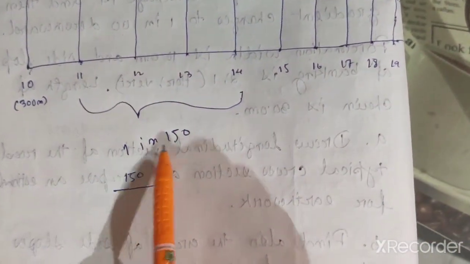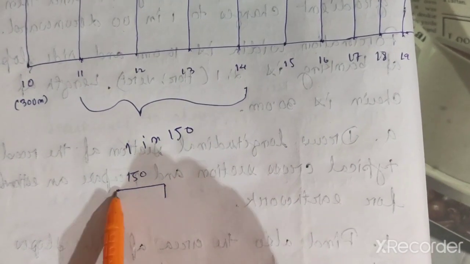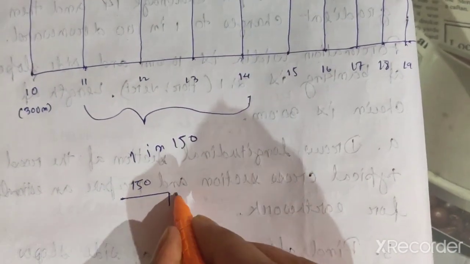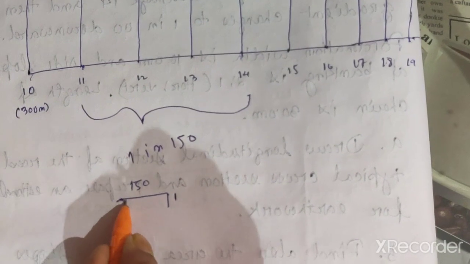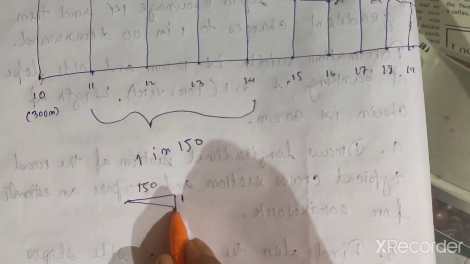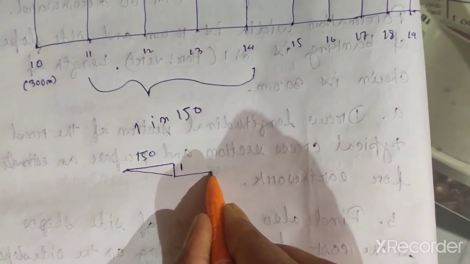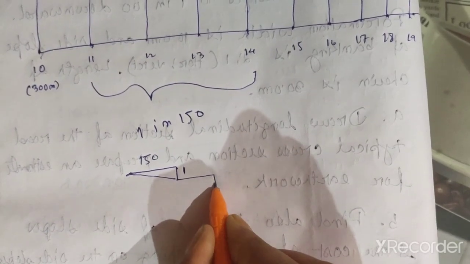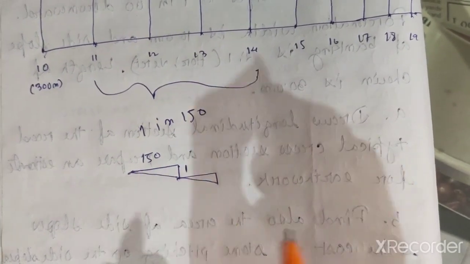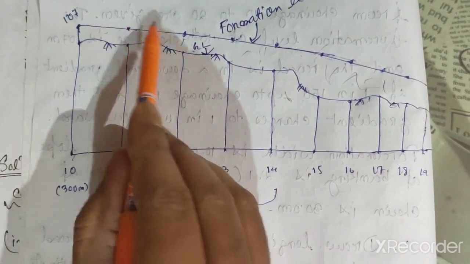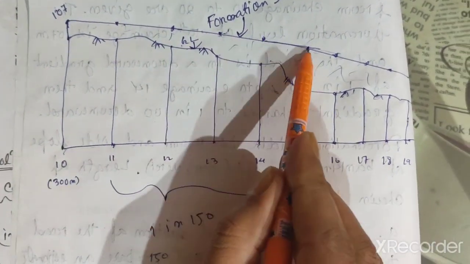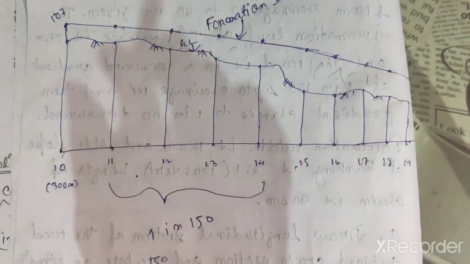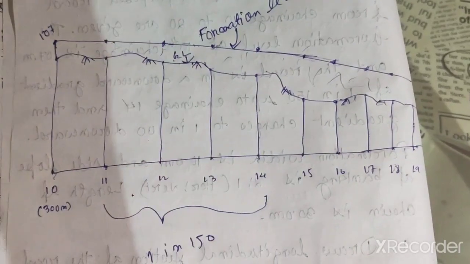So the slope is 1 in 150. If we move 150 horizontally, we have to move 1 vertically downwards. This is the slope. In this way, we have to achieve the RL of the formation level at each and every station point. Okay?